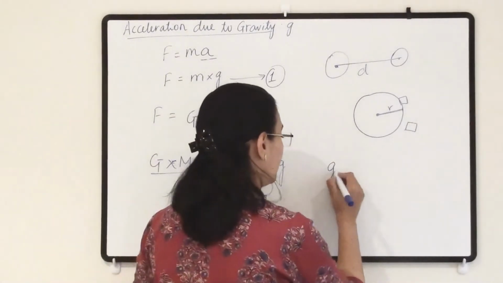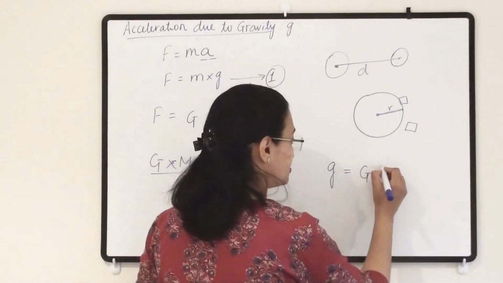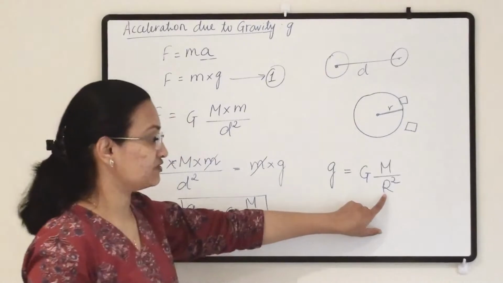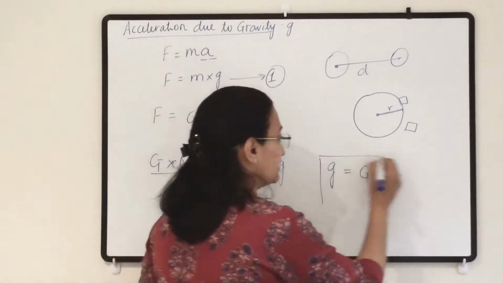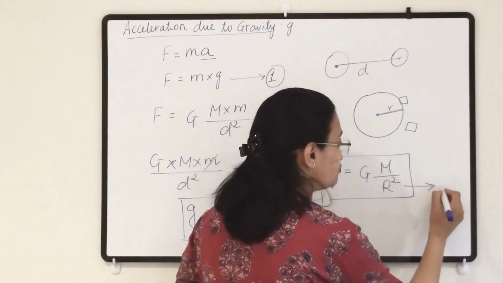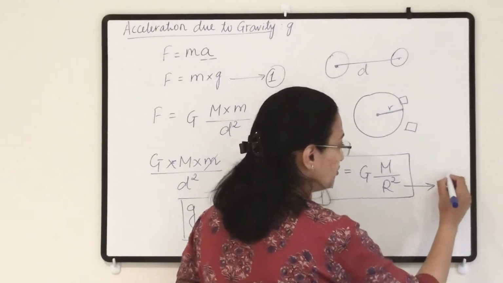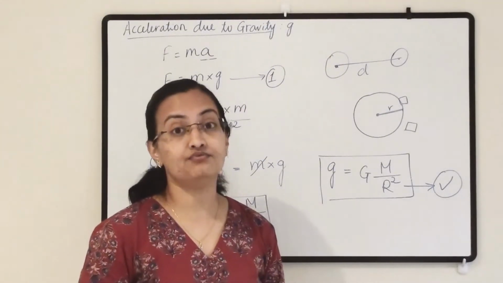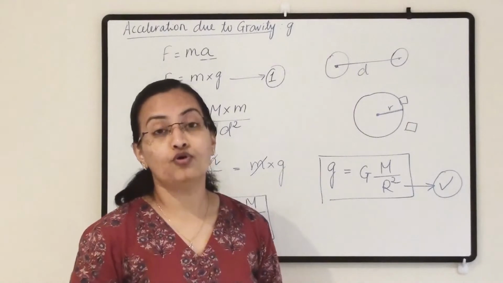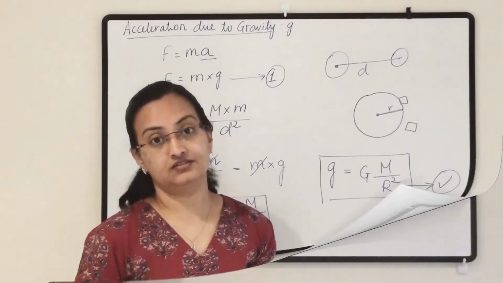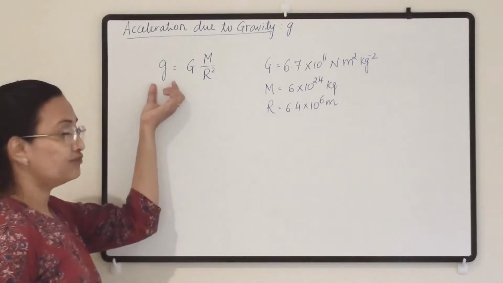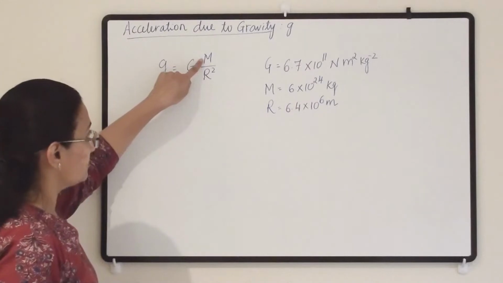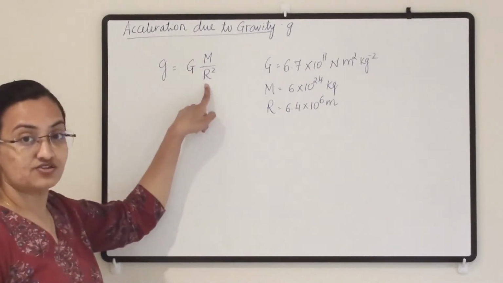So our new formula is going to be g equals capital G M divided by r square. This r is the radius of the earth. Now this is our new formula which we are going to use for the numericals. So this formula we need to remember. Now let us calculate the value of g and find out what is the value of acceleration due to gravity of the earth. Here we are going to find out the value for g. So our equation is capital G into mass of the earth divided by radius of the earth square.